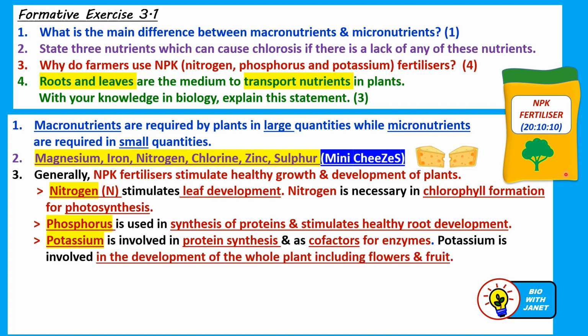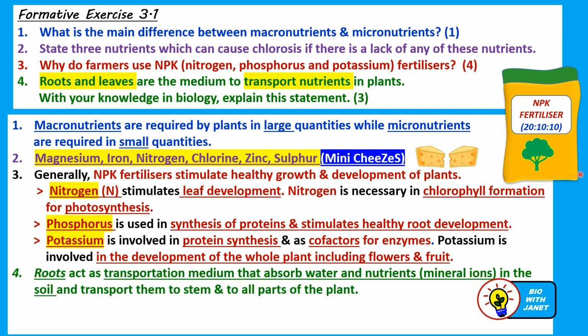So potassium is also involved in the development of the whole plant, including the flowers and the fruits. Fourthly, roots and leaves are the medium to transport nutrients in plants. With your knowledge in biology, explain this statement. The roots and leaves are the medium to transport the nutrients.